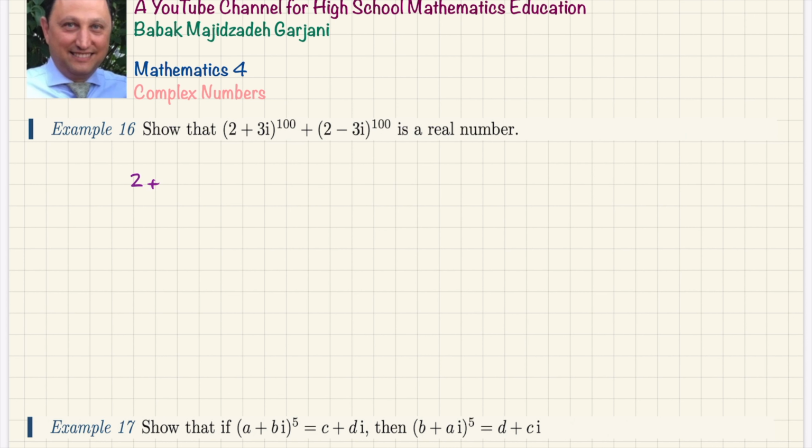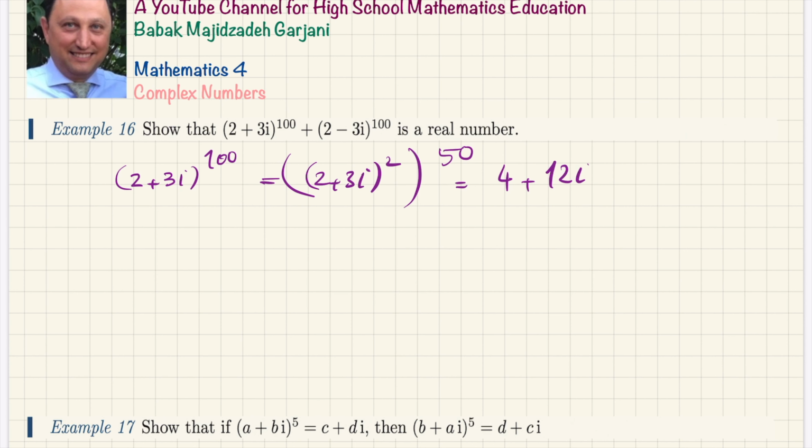So you are saying that (2+3i)^100, that might be a good starting point: write (2+3i)^2 and then to the power 50. And then, of course, we can calculate this. It becomes 4, 2 times the first one times the second one, 12i, and the second one squared becomes 9i², but i² is negative 1, so it becomes minus 9. Yes? And then to the power 50.